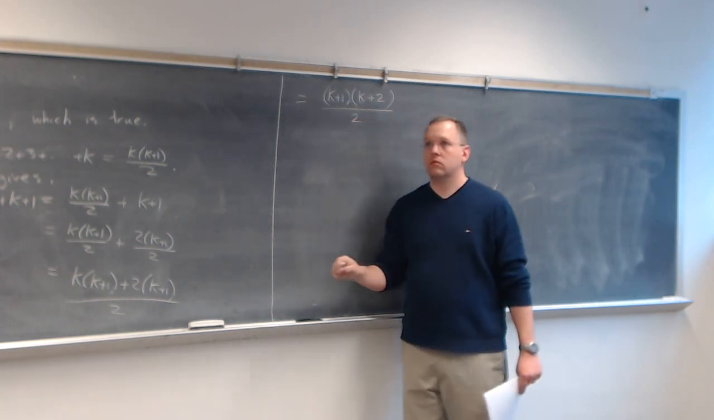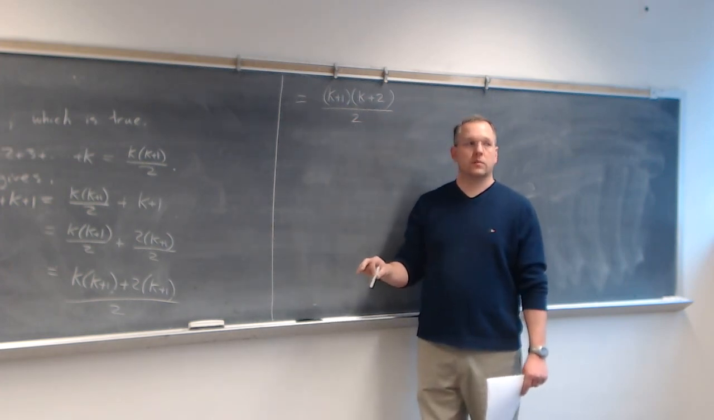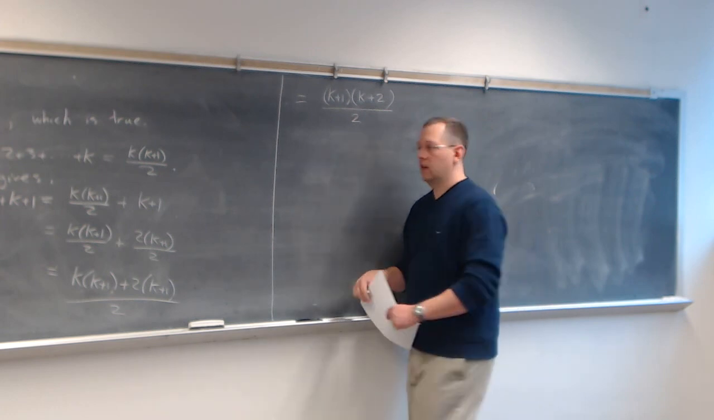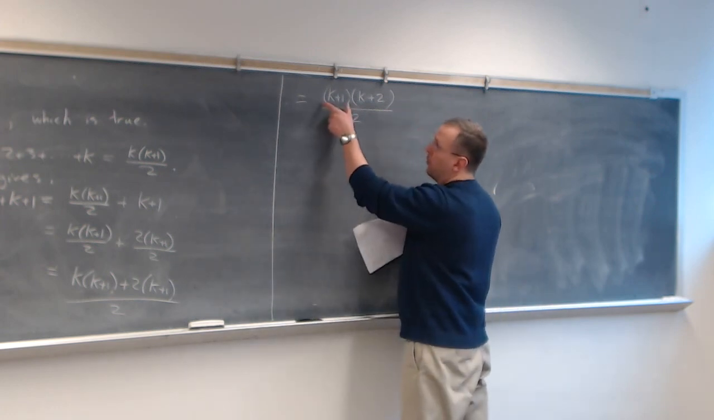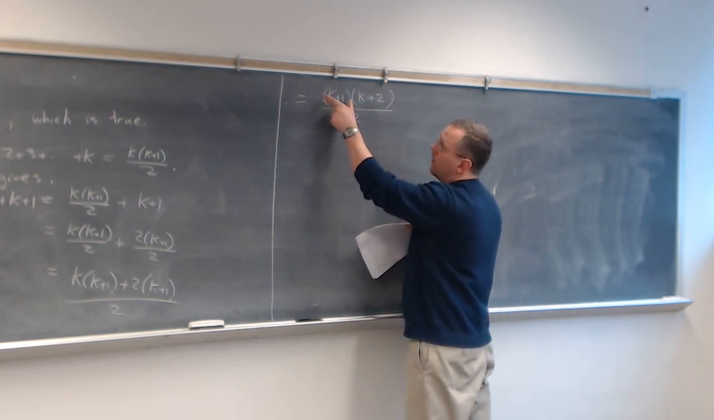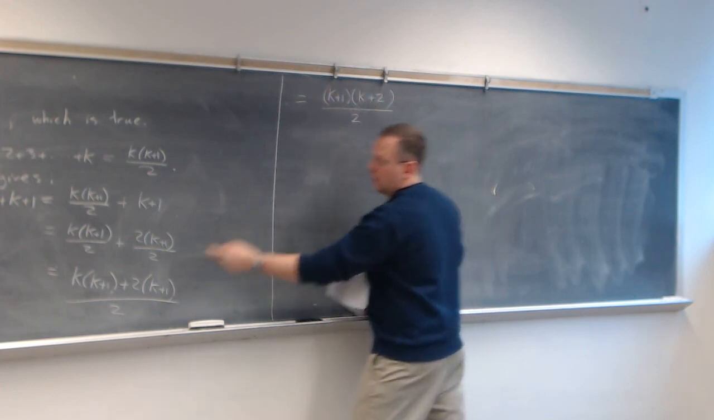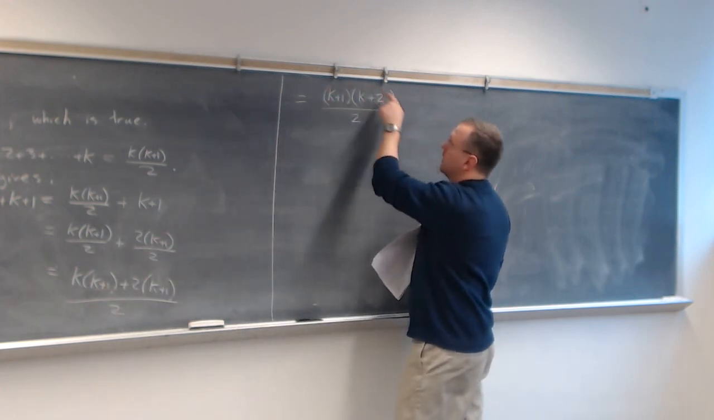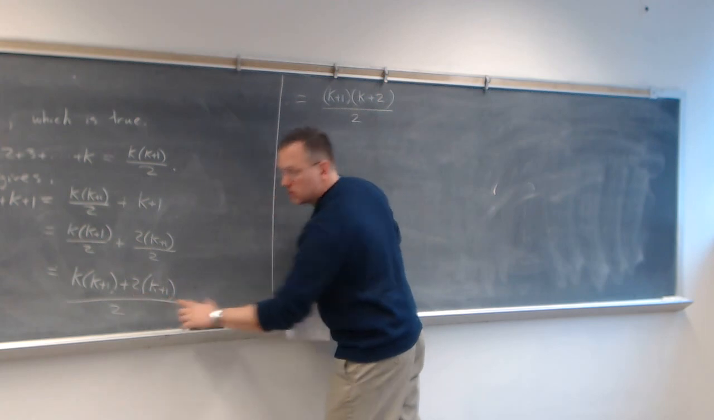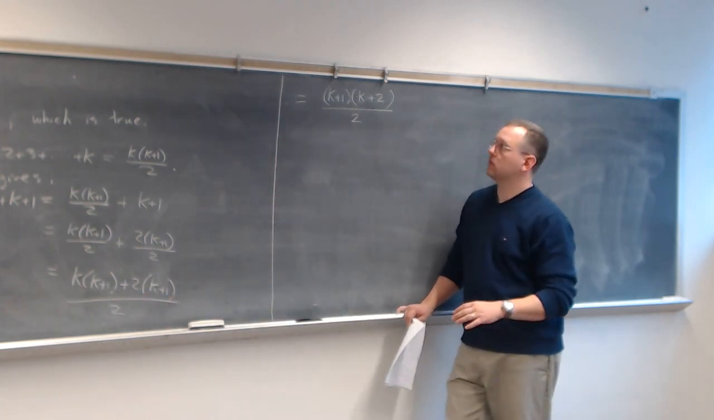All over 2. Any questions about that? And if you see it, let me go backwards. Like if I use distributive property, if I did k plus 1 times k, I get this. And if I did k plus 1 times 2, I get this. So just to double check.